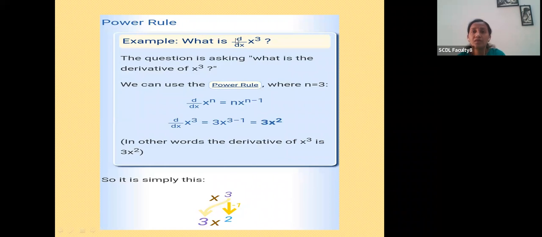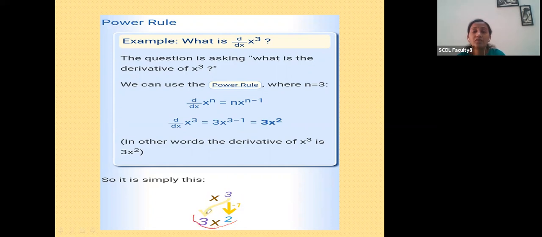So in x cube, first of all, we take this 3, whatever 3 is present at the head of the x. First in the answer, you have to bring this 3 down. So 3x, now 3 minus 1. When we do 3 minus 1, what do we get? We get the answer 2.